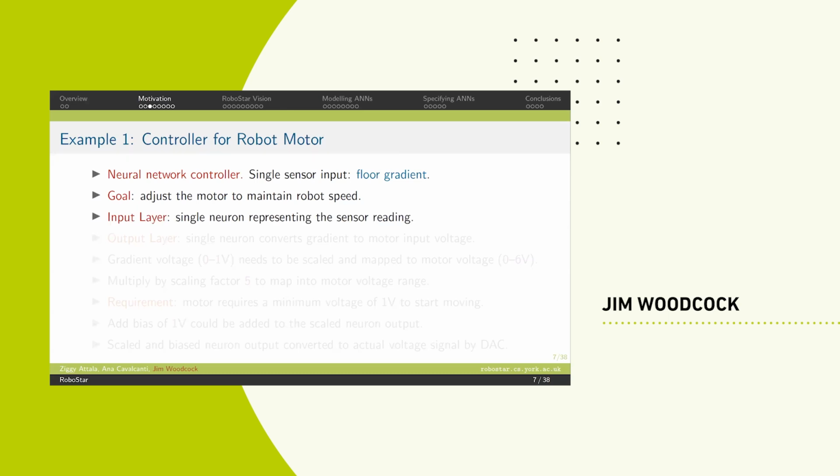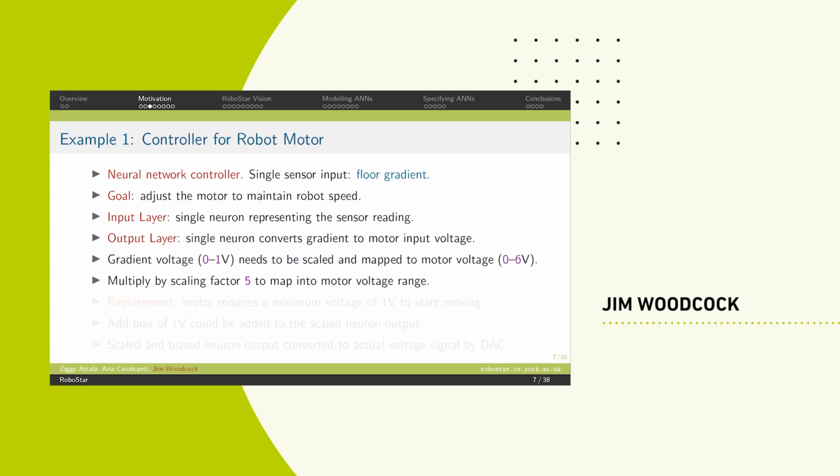So here's a little neural network that's going to do it for us. The input layer's just got a single neuron, very simple, and it represents the sensor reading. There's an output layer, again with a single neuron, that converts the gradient to the motor input voltage. The gradient voltage is somewhere between 0 and 1 volt, and that needs to be scaled and mapped to the motor voltage, which is somewhere between 0 and 6 volts. And so what we do is, of course, we just scale the gradient voltage to get the motor voltage. And we scale it with a factor of 5. And that gets us in the right range.